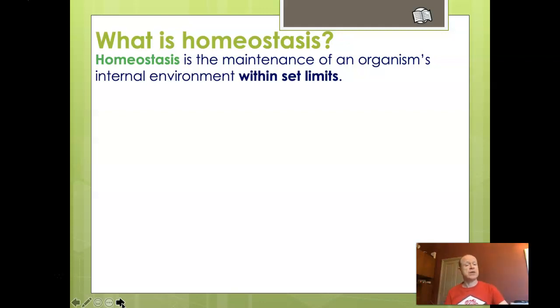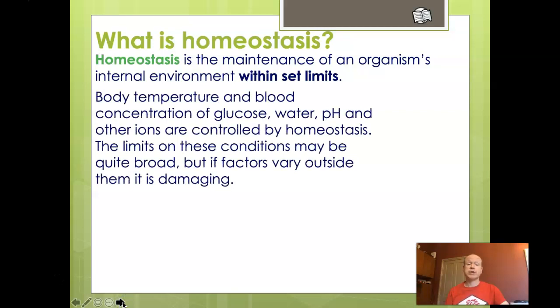And what kind of things might we be thinking about when we are thinking about what is being maintained? How about body temperature, blood glucose, water, pH, and other ions? All of those are things which are controlled by homeostasis. When you're talking about ions, remember that it must be important to think about potassium ions, sodium ions. Don't just say potassium and sodium. You must specify the word ion within your description of whichever ion you are talking about.